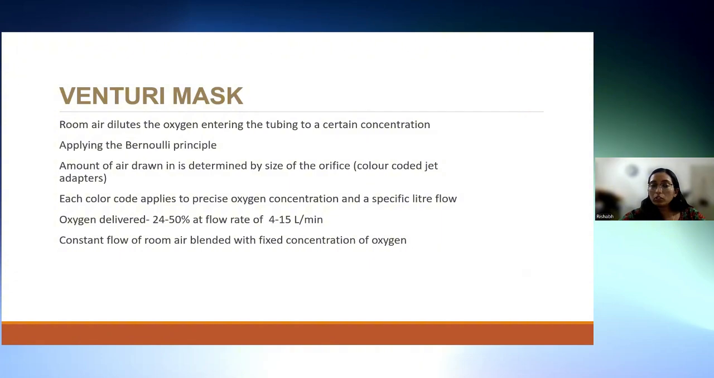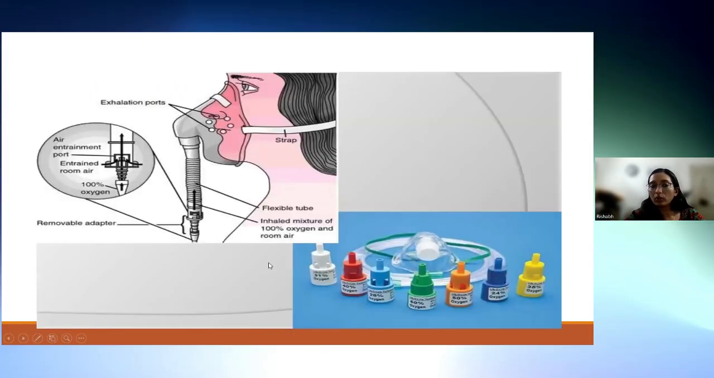It applies Bernoulli's principle. The amount of air drawn in is determined by the size of the orifice. Each color code applies to a precise oxygen concentration at a specific liter flow. So the oxygen delivered can be from 24% to 50% at a flow rate of 4 to 15 liters per minute. A constant flow of room air is blended with a fixed concentration of oxygen.